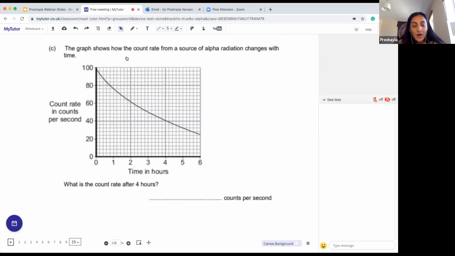Okay, so this graph shows how the count rate from a source of alpha radiation changes with time. At time 0, it has a count rate of 100. What is the count rate after 4 hours? Put your answers in chat. What do you think the count rate is after 4 hours?